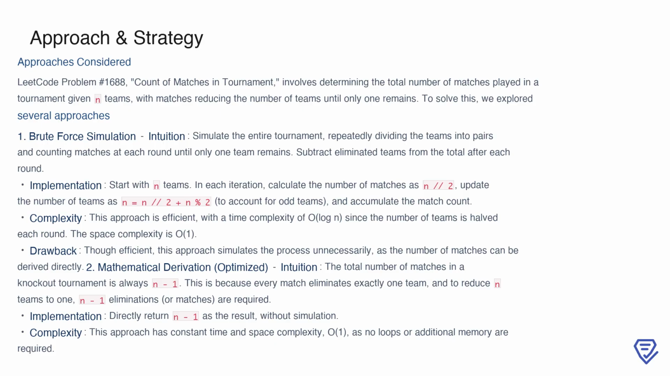For example, if there are n teams, the number of matches in each round is n//2. Afterward, the remaining teams are computed as n = n//2 + n%2, where odd teams result in a bye. This approach is efficient, with a time complexity of O(log n), as the number of teams is halved each round, and a space complexity of O(1). However, while straightforward, this method unnecessarily simulates the process.